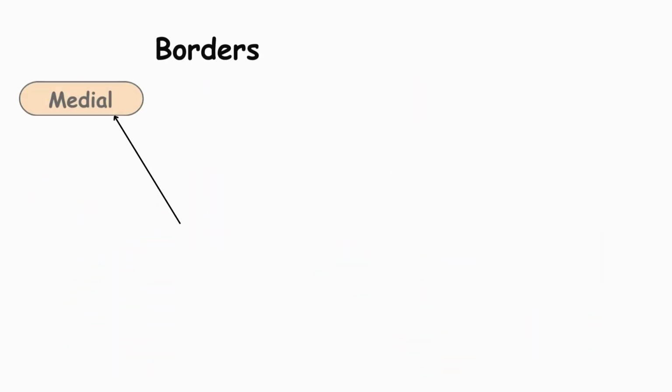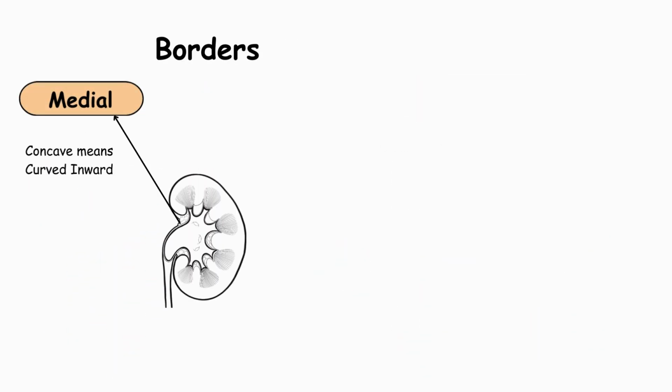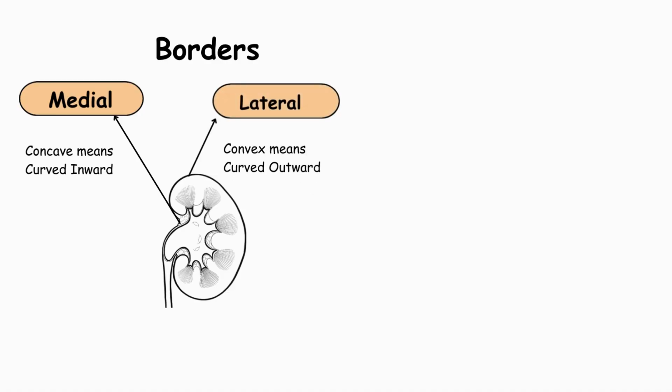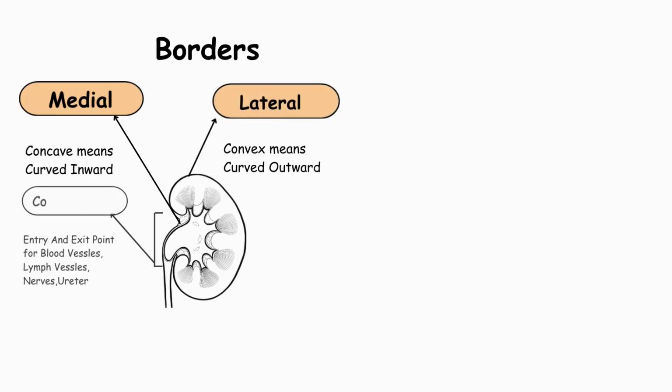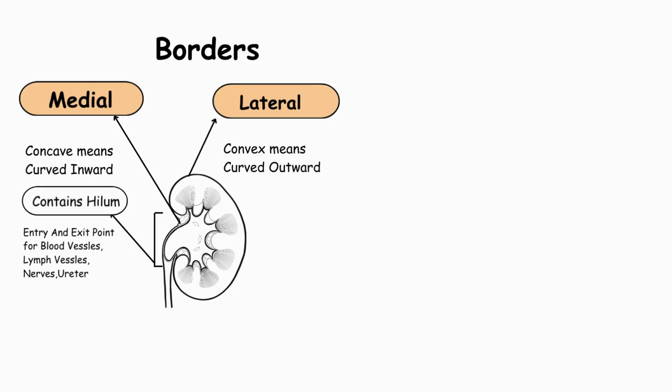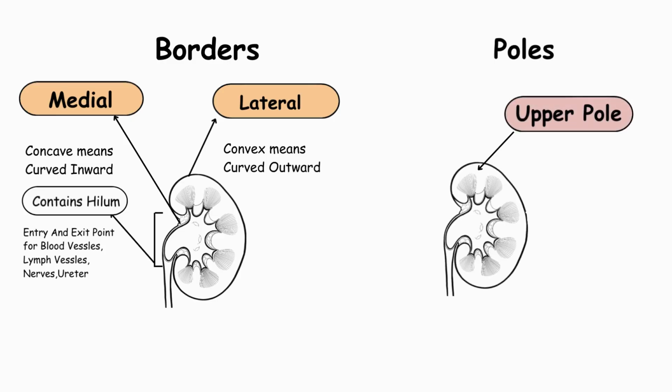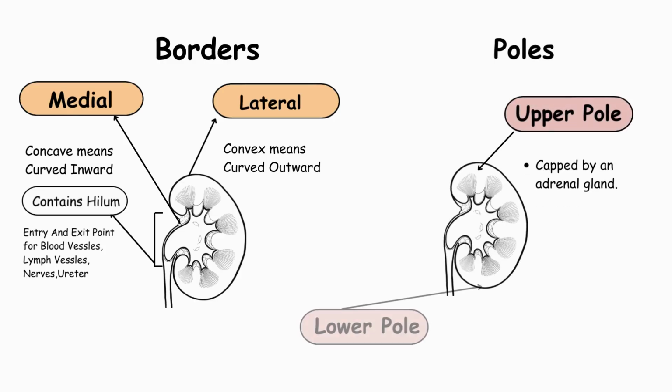Its medial border is concave, meaning it's curved inside, and the lateral border is convex, meaning curved outward. The medial border contains the hilum, which is the entry and exit point for blood vessels, lymph vessels, nerves, and the ureter. Its upper pole is close to the midline and capped by the adrenal gland, while the lower pole is away from the midline.